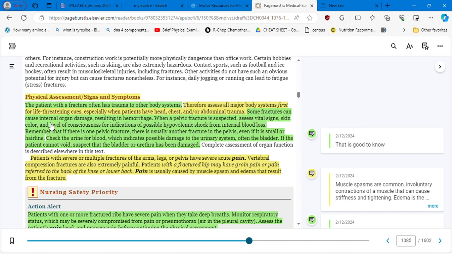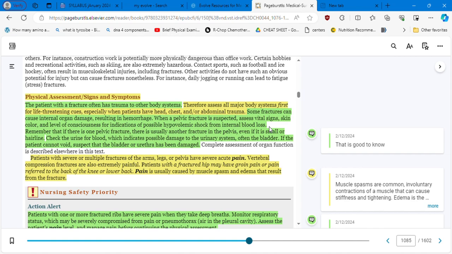Some fractures can cause internal organ damage, resulting in hemorrhage. When a pelvic fracture is suspected, assess vital signs, skin color, and level of consciousness for indication of possible hypovolemic shock from internal blood loss. And this happens because the pelvis is a round bone, right? And holds too many nerves, and also the femoral artery. So that's why we are thinking about hemorrhage. If this occurs and there is damage in the femoral, we have hypovolemic shock, right?